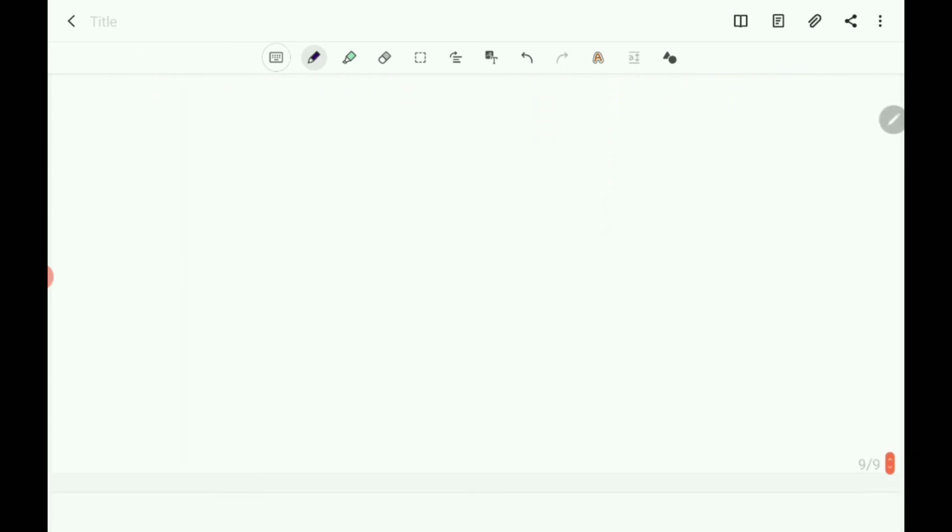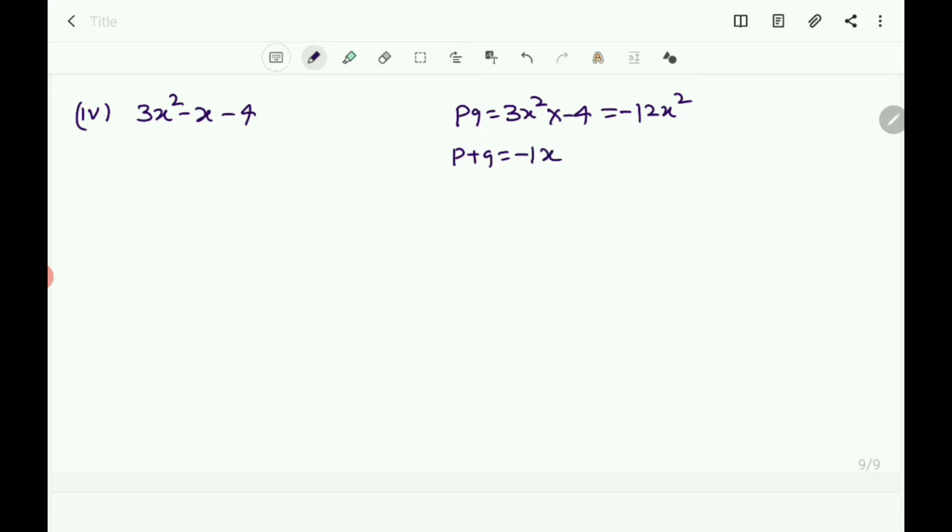Next you take the fourth one. What is that fourth one? 3x square minus x minus 4. 3x square minus x minus 4 it is. Now the product PQ is equal to 3x square into minus 4, that is minus 12x square. Next, P plus Q is the middle term, that is minus x, meaning minus 1x.